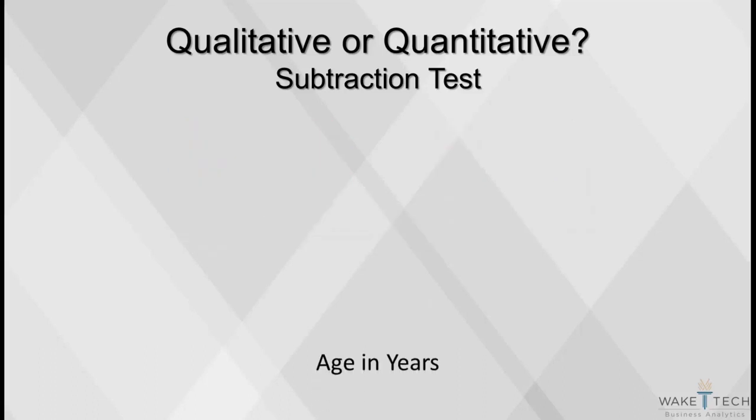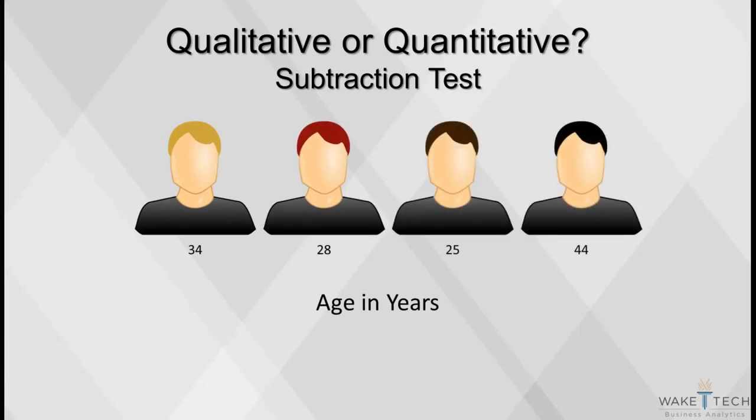However, if the difference is meaningful, then it is a quantitative variable. For example, age in years. The differences between these numbers have a meaning, so the variable is quantitative.